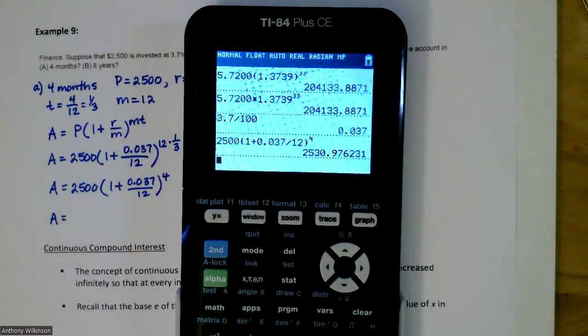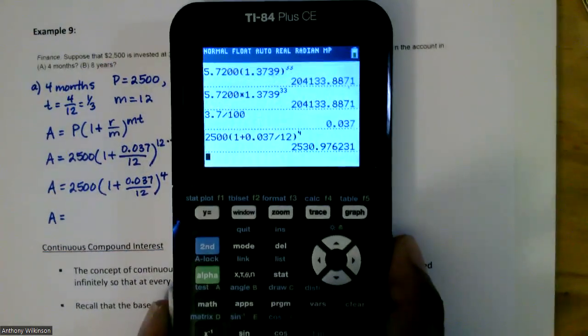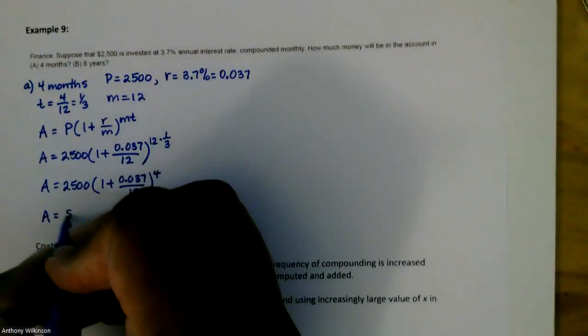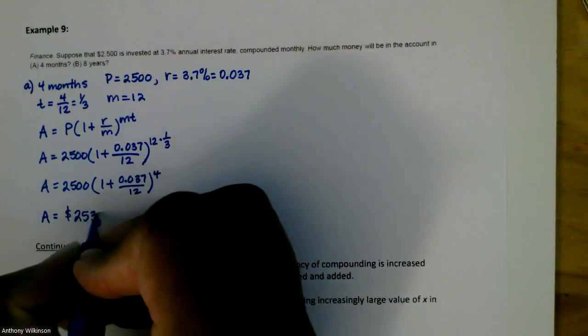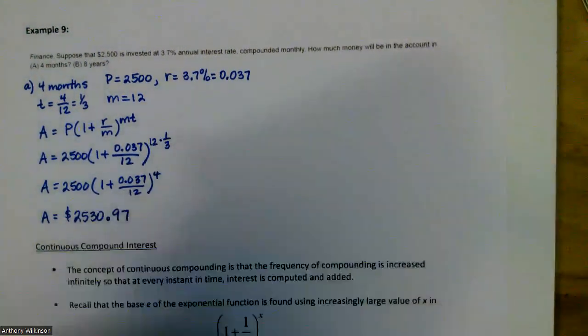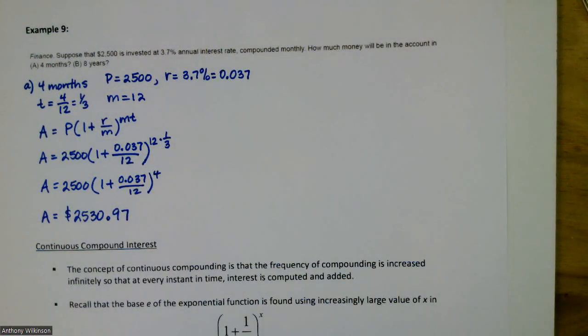And then press enter. We're dealing with money amounts, so we're going to have to round this off to 2 decimal places. So this will be $2,530.98. Okay, so the amount of money that will be in the account in 4 months will be $2,530.98. So that's part A.